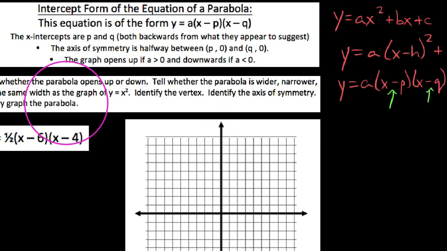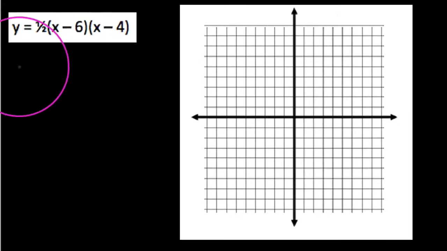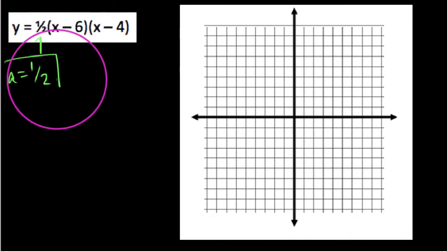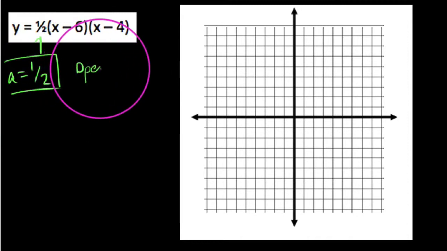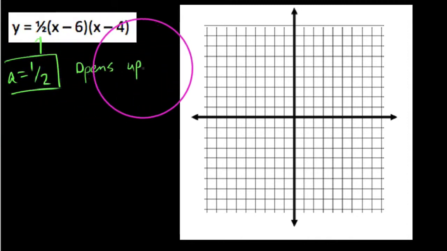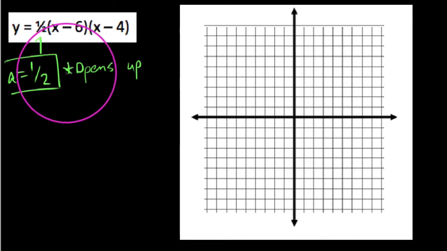But let's go ahead and take a look at an example here. We can identify a few things. So in this first instance, I've got an a value of one half. I'm actually going to write that down. I'm going to keep it in our pockets over here on the left. This would tell us that it opens upward at least. The reason why it opens up is because our a value is positive.